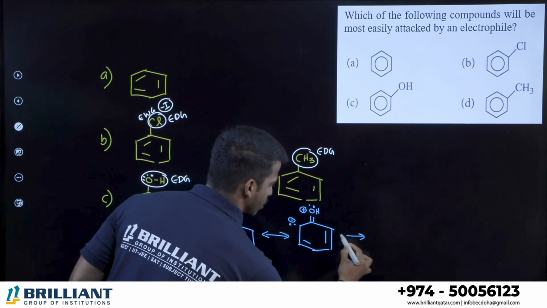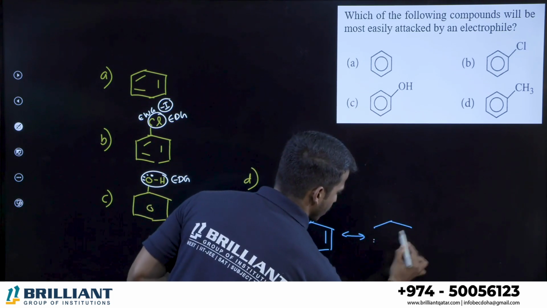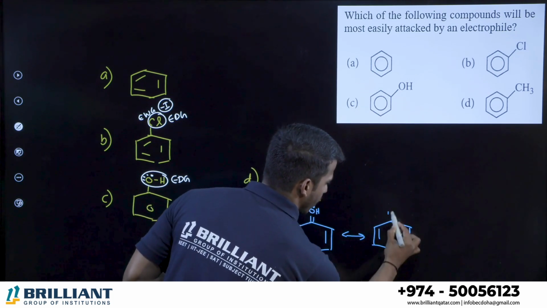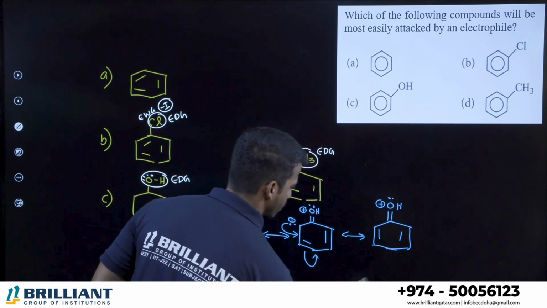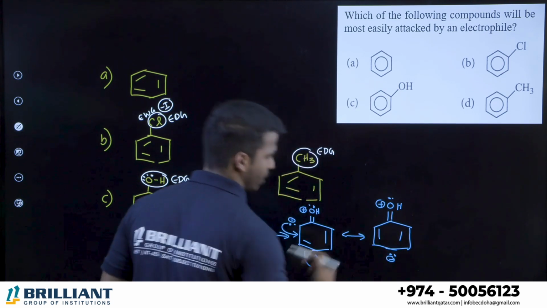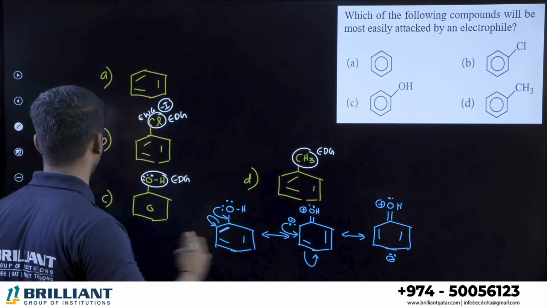What is the next structure? This lone pair comes here, this bond comes here, so you will get the resonance structure. Alright, OH plus, and where is the new electron here? With a negative charge. Similarly, you will get two more structures. I'm not writing all of them, you know that.